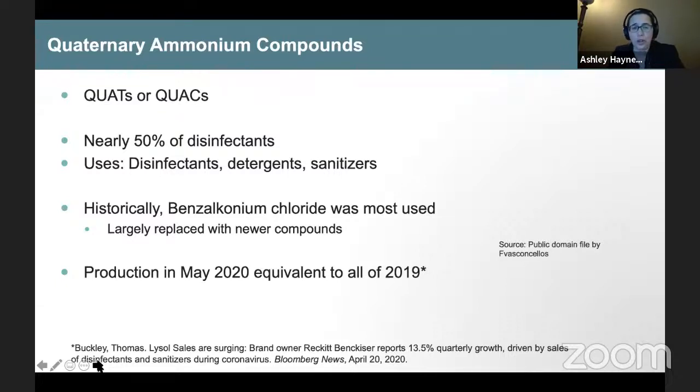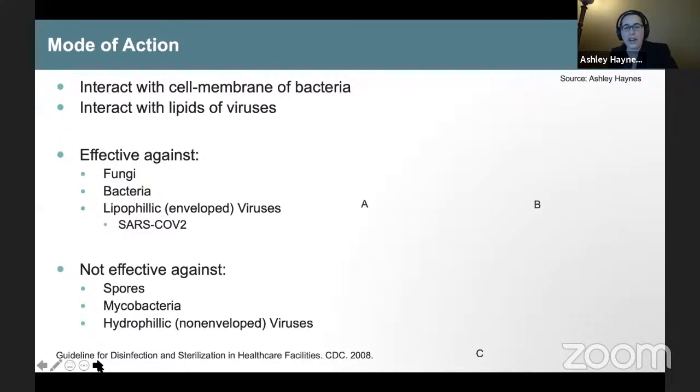And it is a large group that are all based on structure lumped together. Historically, benzalkonium chloride was the most commonly used, and for disinfecting purposes has been replaced with a lot of newer compounds. And this is important because the production of these in May of last year was equivalent to all of 2019. So we're seeing more and more of these and more used. Next slide. How do these act?